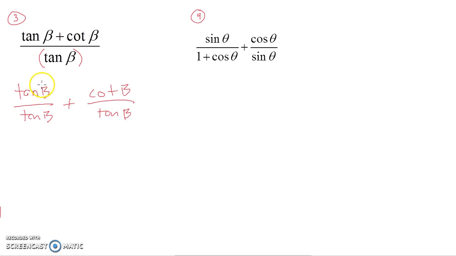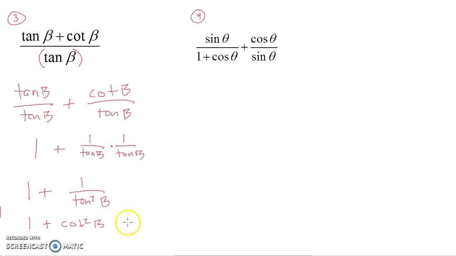So this makes it pretty easy because tangent divided by tangent is 1. And let's see here. Let's work our way through what cotangent divided by tangent is. There's actually several different ways you could do this. One way is to say, okay, cotangent is 1 over tangent. And then instead of dividing by tangent, I'm going to multiply by the reciprocal of tangent, which is 1 over tangent, right? So I get 1 plus 1 over tangent squared. But 1 over tangent squared is cotangent squared, so I get 1 plus cotangent squared.